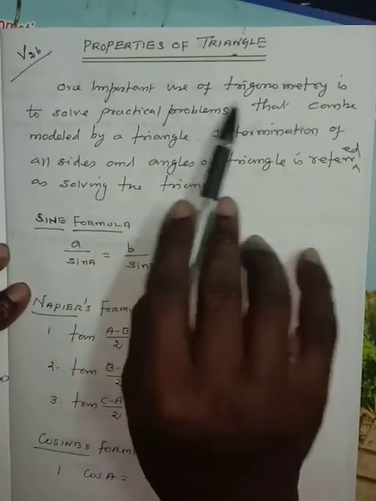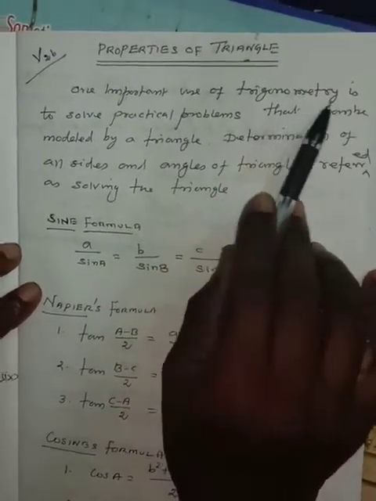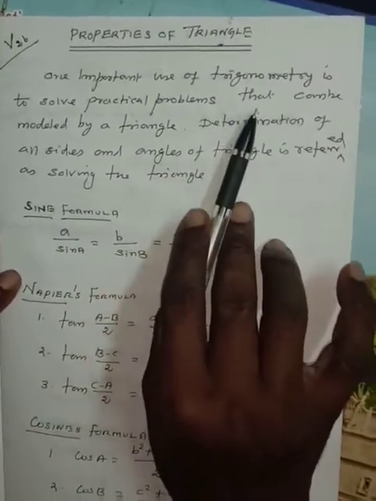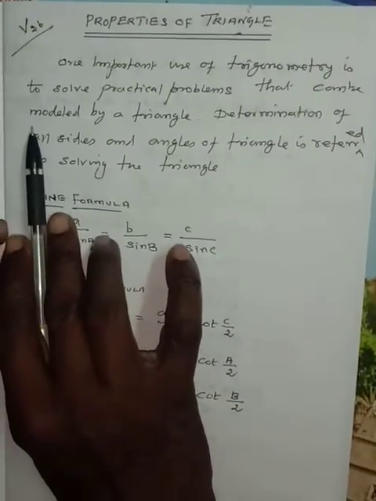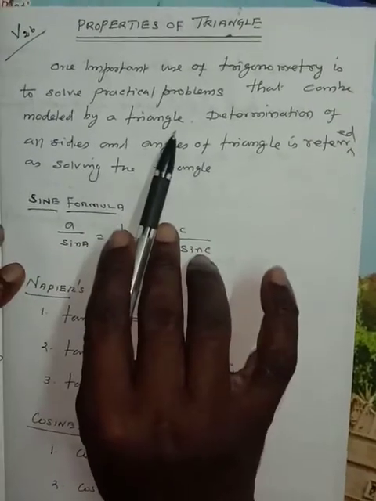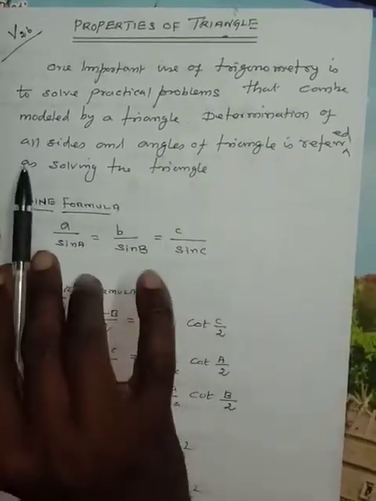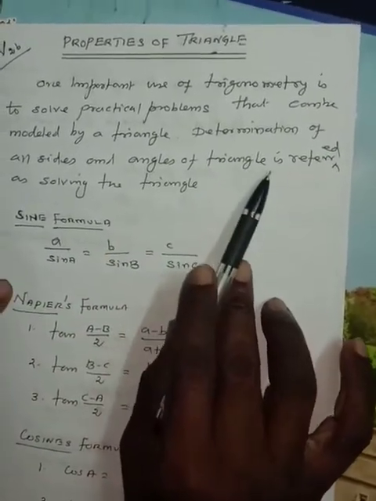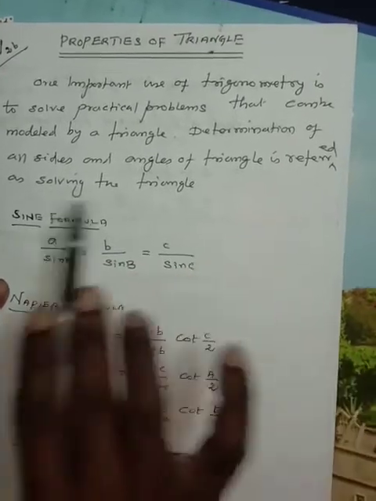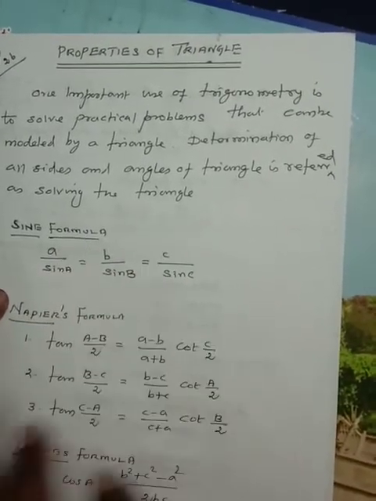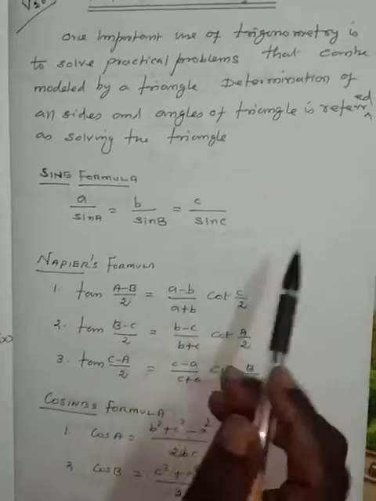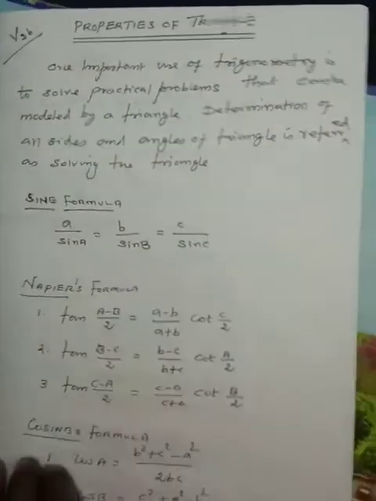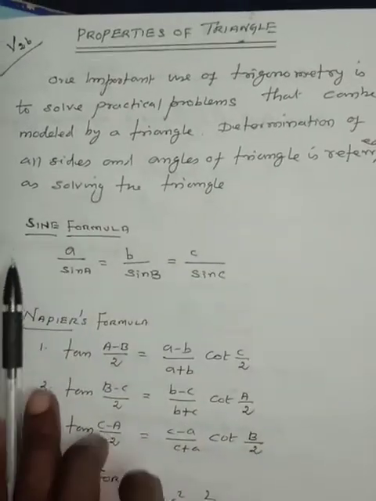One important use of trigonometry is to solve the practical problems that can be modeled by a triangle. Determination of all sides and all angles of a triangle is referred to as solving the triangle. There are three types of formulas: sine formula, cosine formula, Napier's formulas. First we have to take the sine formula.